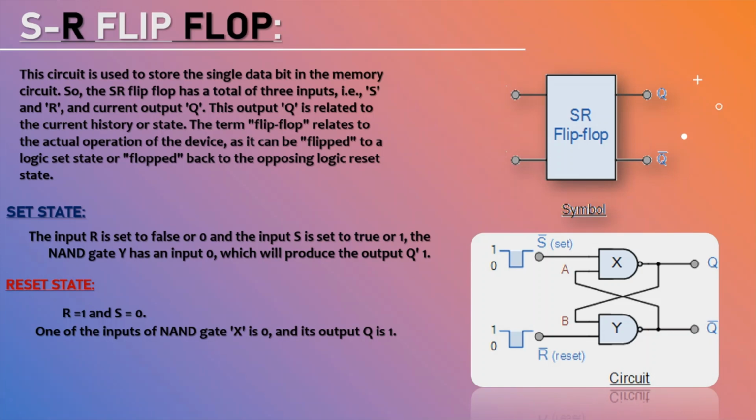Set state: the input R is set to false or 0, and the input S is set to true or 1. The NAND gate Y has an input 0, which will produce the output Q. Reset state: R is equal to 1 and S is equal to 0. One of the inputs of NAND gate X is 0 and its output is Q. You can see the SR flip-flop block diagram and the circuit symbols for SR flip-flop.